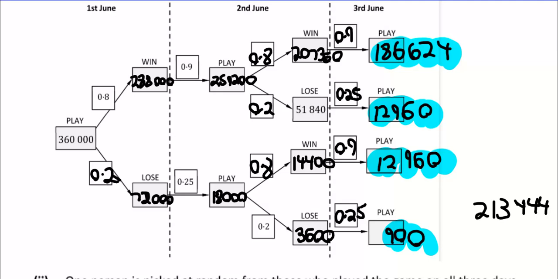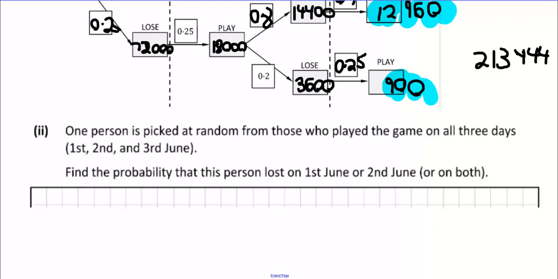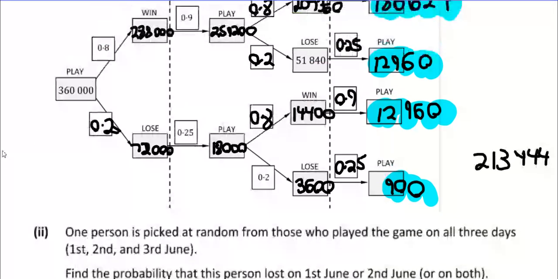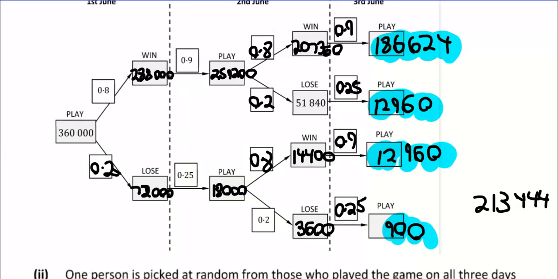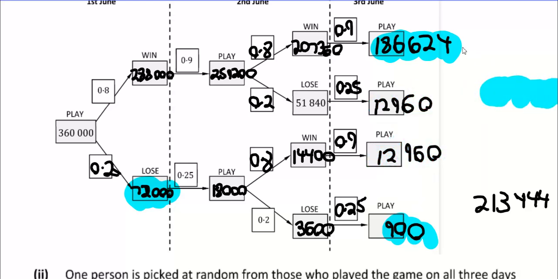Lost on day 1 or day 2. Okay. So does it say you're only allowed to lose once? Okay, so they can lose both as well, can't they? Okay, I'm going to start with lose. So lose day 1 is these 72,000 people here, isn't it? And that breaks up into two sets. But those 72,000 people don't count, do they? Because not all of them played all 3 days. Do you get what I'm saying?